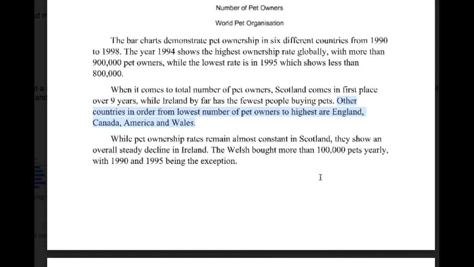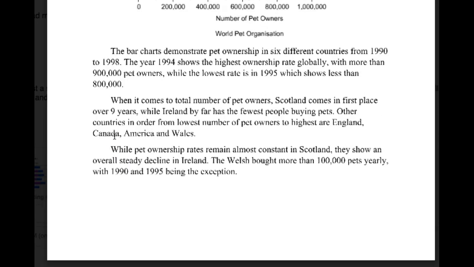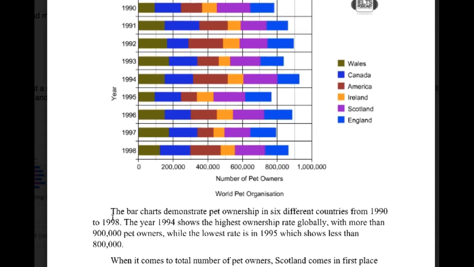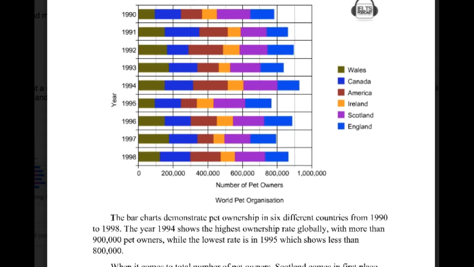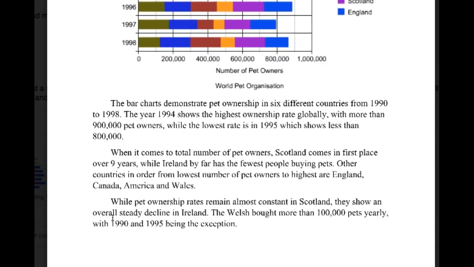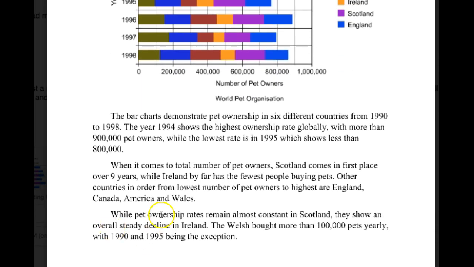Pet ownership rates remain almost constant in Scotland. They show an overall steady decline in Ireland. The Welsh bought more than 100,000 pets yearly, 1990 being the exception. Good. So, excellent observation here. That's really good. To improve this, I would put another sentence at the end saying, overall, it is clear each country varies in the number of pet owners. Scotland has the highest number, while Ireland has the least, or the smallest number.